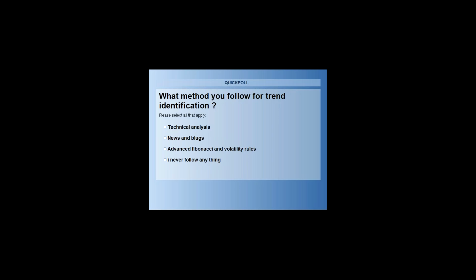Currently 75% of the people voted in this particular survey, and they said that 15% of the people never follow any method. 13% or 14% of people follow news and blogs. 68% are saying that technical analysis we follow. 11% of the people say that we follow Fibonacci and volatility rule.